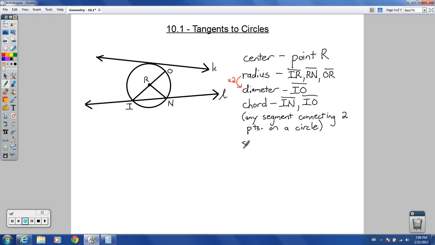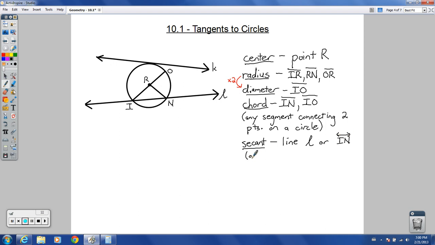A secant would be a line that goes through 2 points on the circle. So it's a line L in this case. Or you could say an equivalent thing to say would be, let's underline these two. So radius, diameter, center, chord was that. Secant right here, line L. You could also say that it's the same thing as line IN. Remember, with our line symbols, we put the little line there with the two arrows like that.